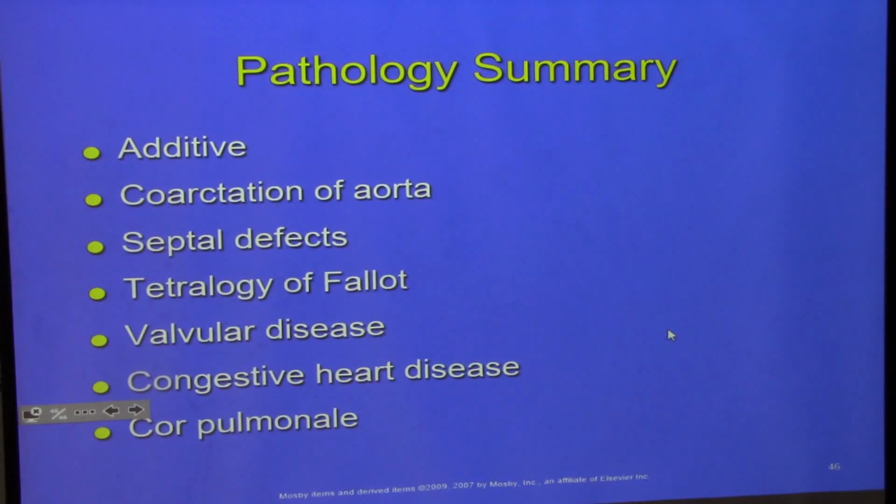Okay, a little summary of pathology. These are all additive pathologies. Coarctation of the aorta can cause congestion in the mediastinum, and so that's considered additive. Septal defects tend to be additive. Tetralogy of Fallot, basically anything that's causing a backup of the blood flow and additional fluid to be in the chest cavity is going to wind up being additive. Valvular disease, congestive heart disease, obviously cor pulmonale, and that's it. There are no subtractive pathologies that are associated with the heart.